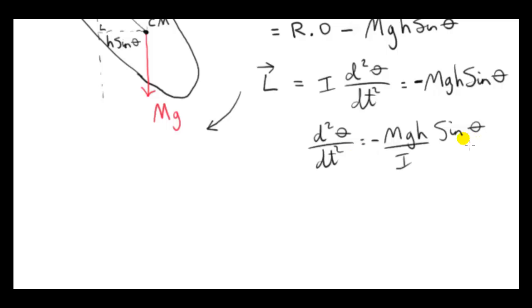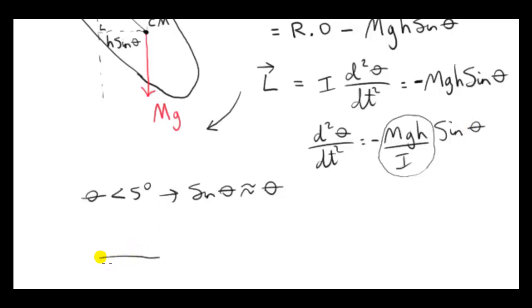Okay, so we get this differential equation. Now, this quantity here is just a constant. M, G, H, and I are constants. They don't change. So this equation as it stands is extremely complicated because of the sine theta. We'd have to use a computer to solve this, or numerical methods, but it turns out we can just deal with small angles. So theta is small, less than 5 degrees. Then, to a very good approximation, sine theta is approximately equal to theta. So we can replace sine of theta with theta.